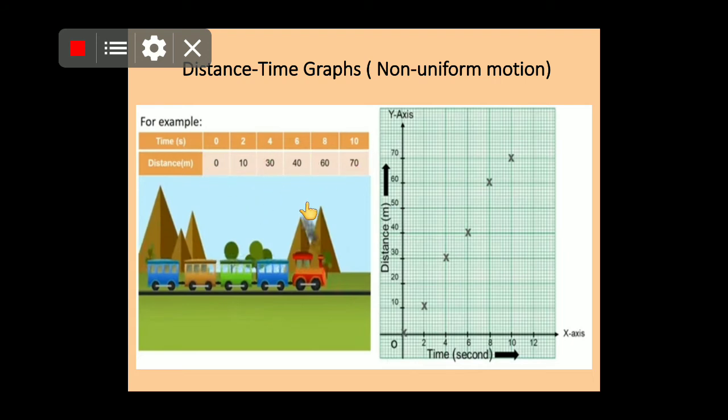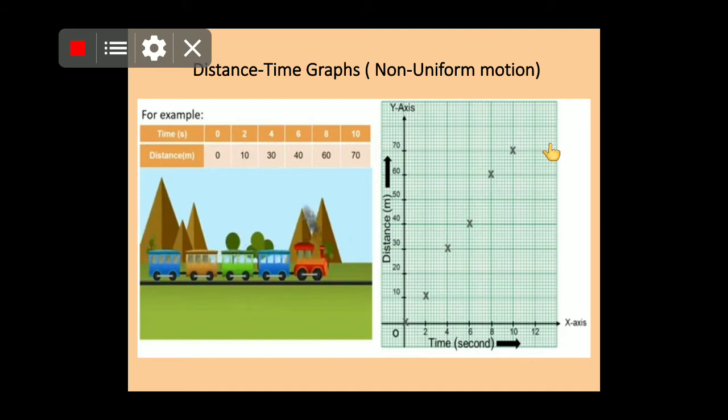So when there is traffic, the speed will be slower, and hence the distance covered will be lesser. And when there is no traffic, the distance covered will be more. So in this kind of data, the graph which you will plot will not be a straight line, and it will be in a random way. So it is known as non-uniform motion.